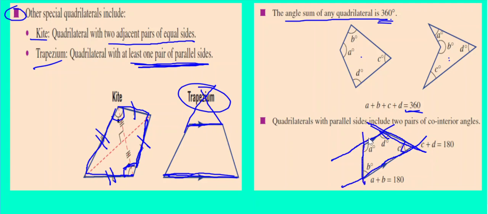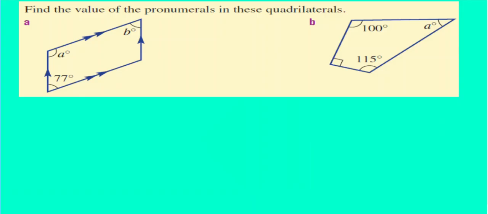And same on this side. We've also got co-interior angles here. That's important information to know, and you can use that type of information. So just remember that when you've got parallel sides, they can include those co-interior angles. Using that information, let's get into some examples.